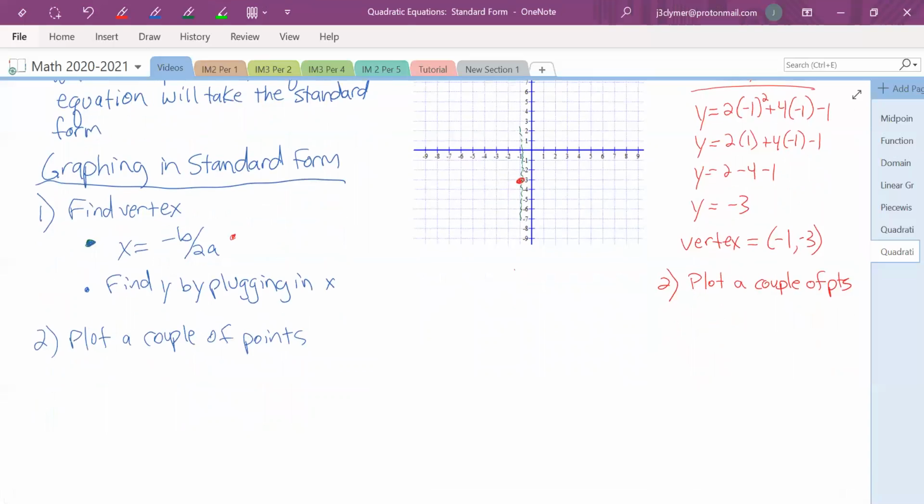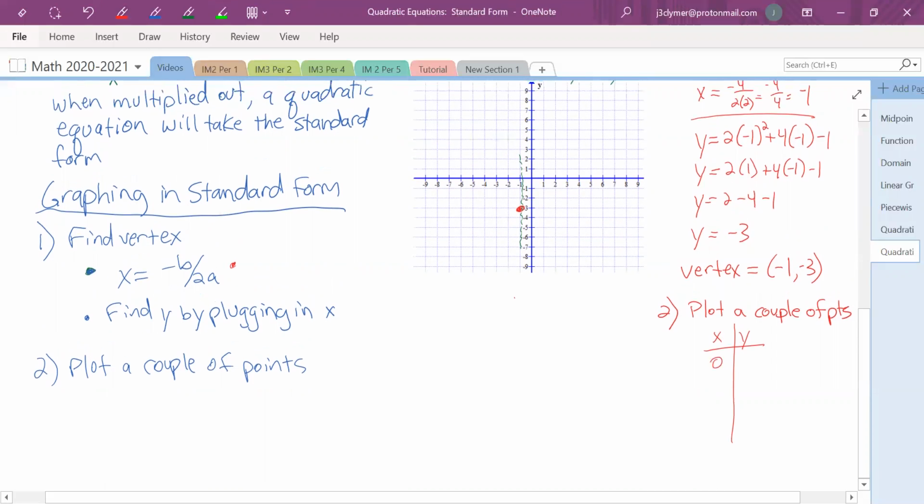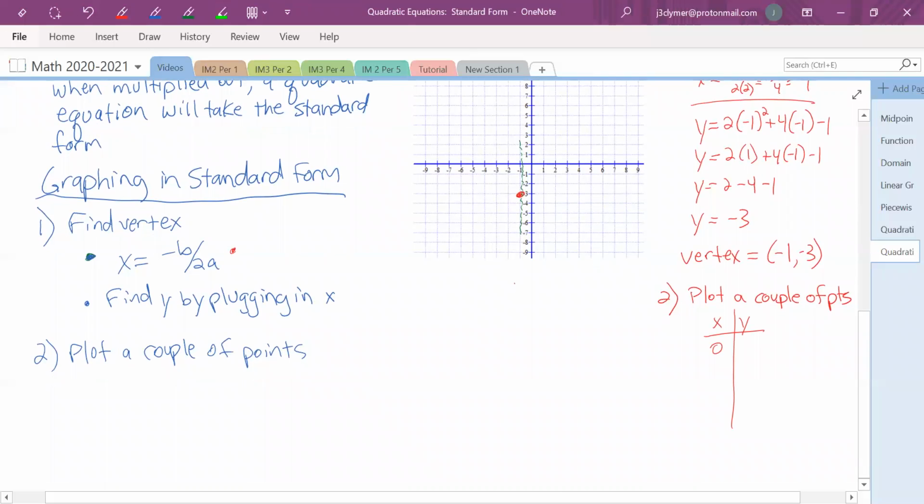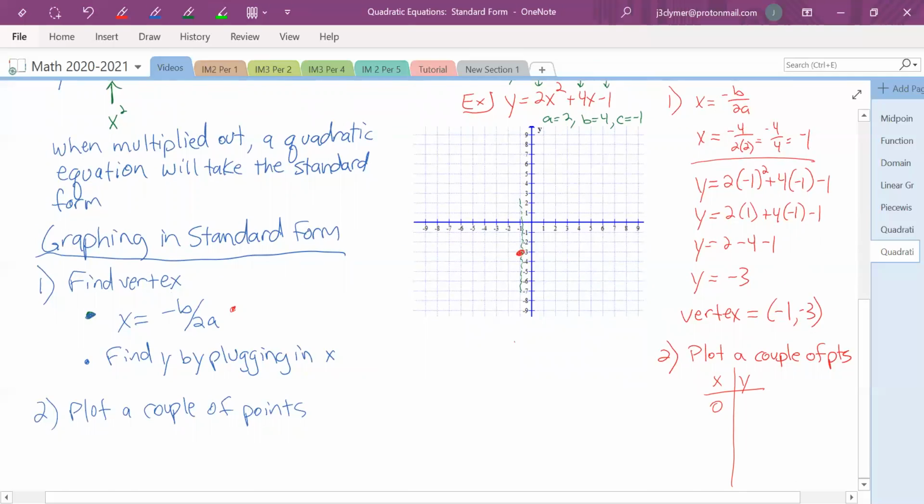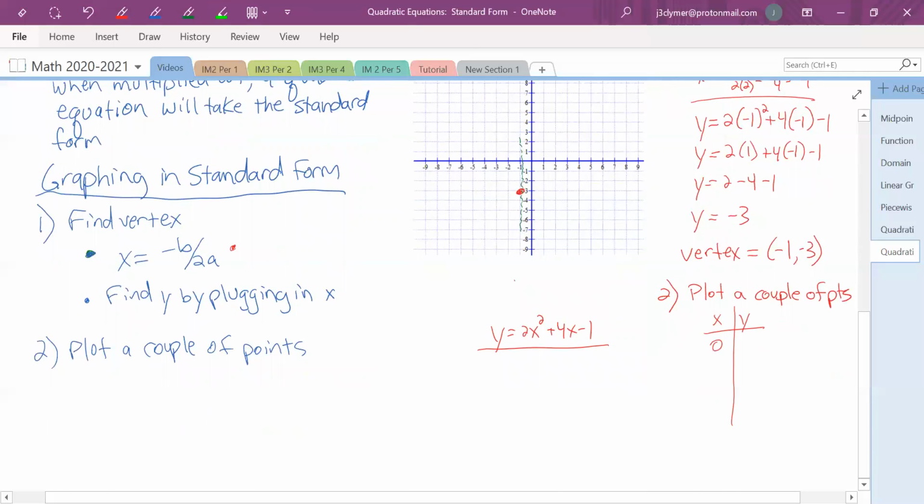So what we're going to do now is plot some points. And so we can say, here's our x, here's our y. What happens if x is equal to 0? So let's figure that out. And I guess I'll show my work over here. So our equation is y equals 2x squared plus 4x minus 1.